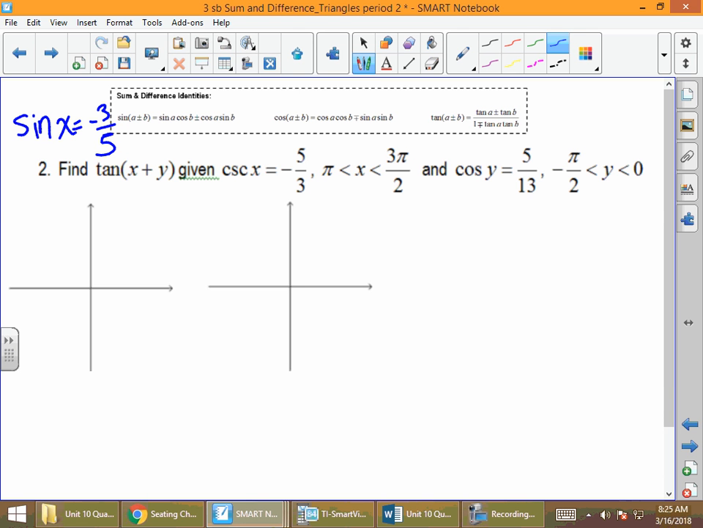Now we're going to determine what quadrant we're working in. Well, it says pi. Pi is over here to the far left, and 3 pi over 2. And consequently, what we see when we label that triangle, if we even needed to, is that we're going to draw our triangle here.